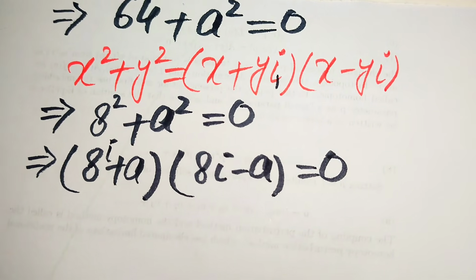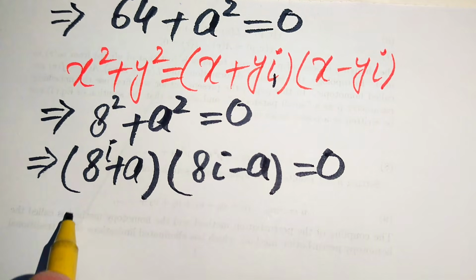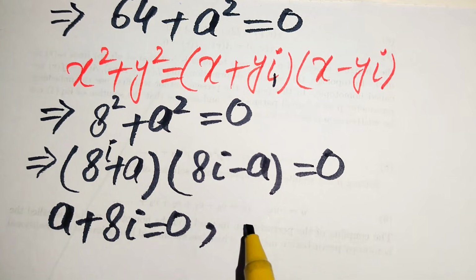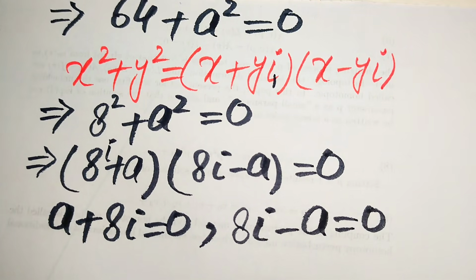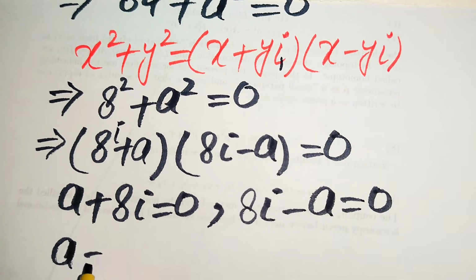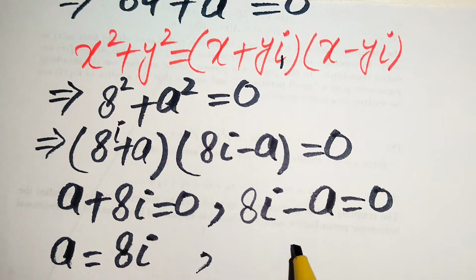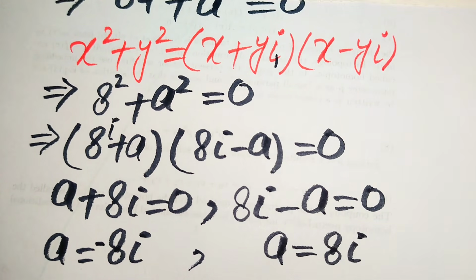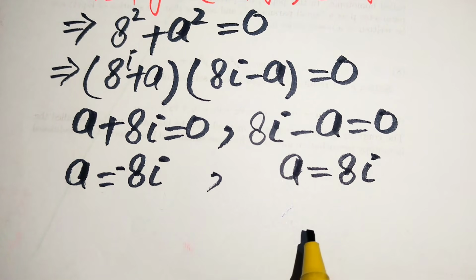And now further in the next step we break this equation into two cases. The first case is we write a plus 8 iota equals 0, and the second case is we write 8 iota minus a is equal to 0. So here from this case we easily get the value of a is equal to, this is minus 8 iota, and from here we get the value of a is equal to plus 8 iota. So you see that from this case we easily get two values of a.